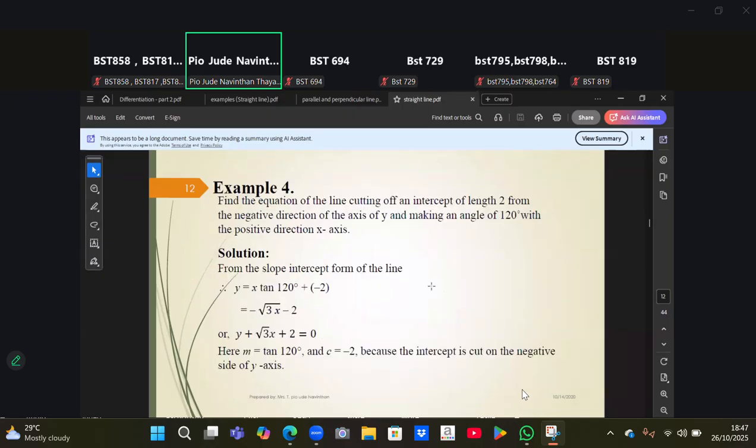Example 4: find the equation of a line cutting off an intercept of length 2 from the negative direction of the x-axis, negative direction of the x-axis. So we can think of the intercept c. They are saying length 2.